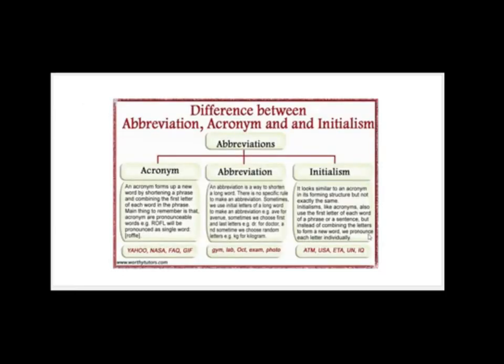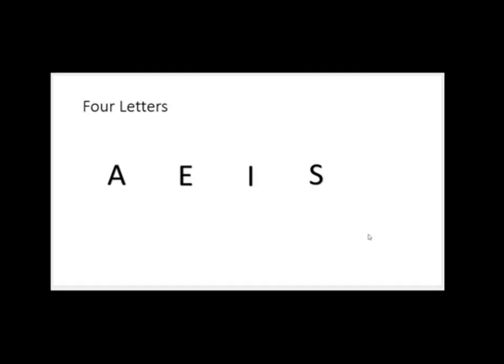This background slide shows that what we are using is initialism, which is a subset of the abbreviations. Why? Because we pronounce each letter individually. It's not an abbreviation or acronym according to this slide. The 4 letters are A, E, I, and S.